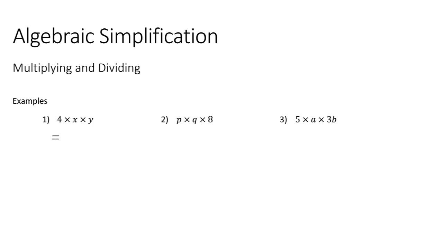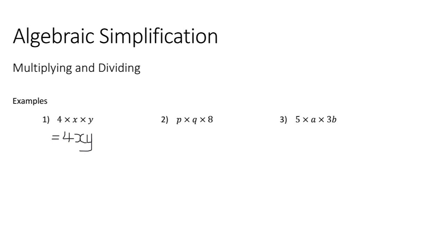I've got 4 multiplied by x multiplied by y. I don't know what x and y are yet, so all I'm going to do is stick them on the end, or under together, even with the 4. So I now know that 4 times x times y can be simplified to 4xy.